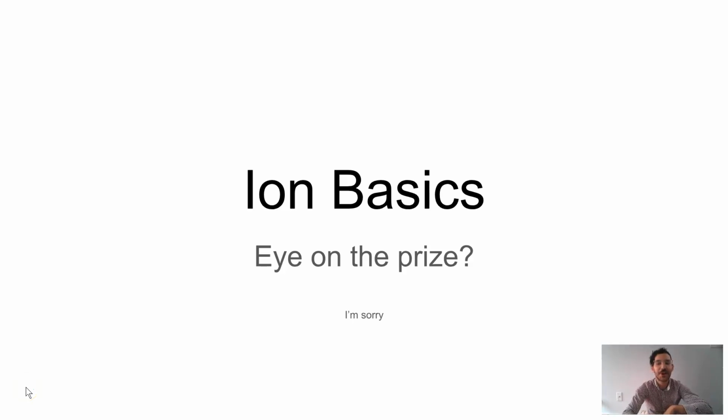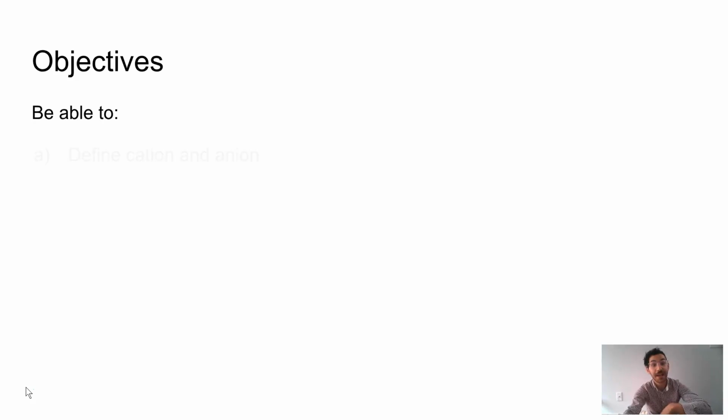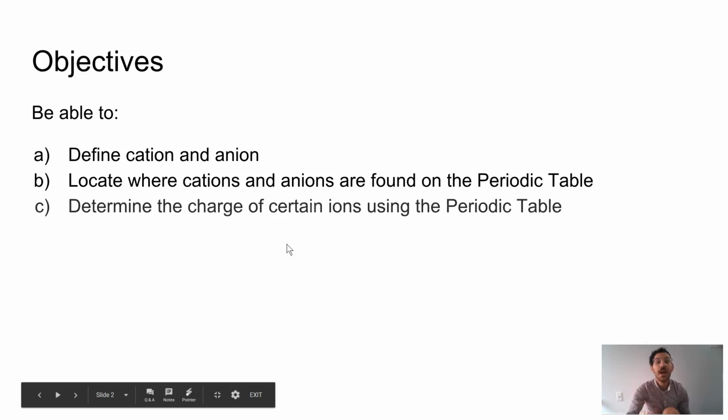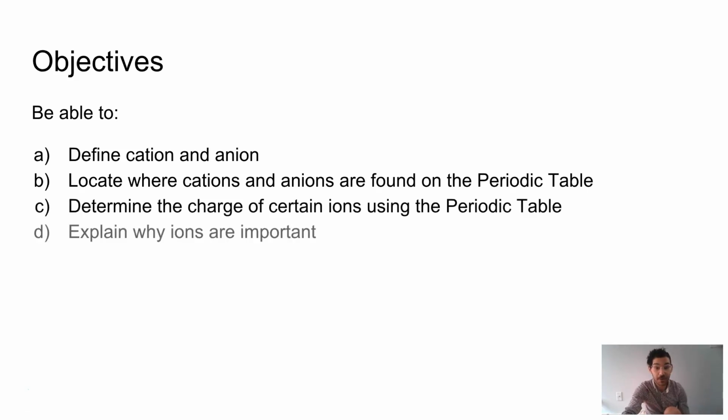Hey folks, in this video we're talking about the basics of ions. So let's make moves with that. I want you to be able to define a cation and an anion. I want you to be able to locate where cations and anions are going to be found on the periodic table, or rather elements that form cations and anions. And I want you to be able to determine the charge of certain ions using the periodic table. And I want you to be able to explain why ions are important.